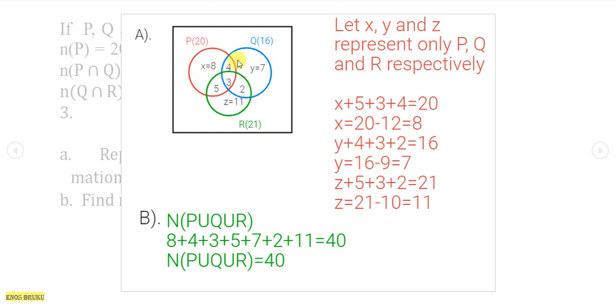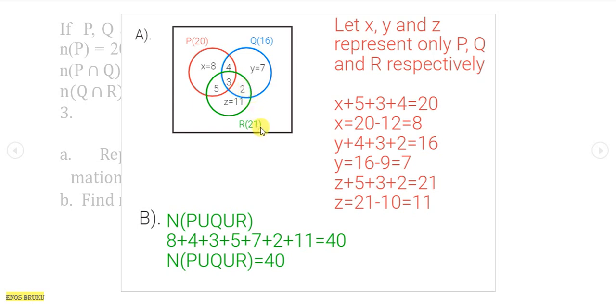Therefore this space will be equal to 8. And then now we come to the Y, the same principle. Y plus 4 plus 3 plus 2 should give us 16. We don't know the Y, so we must make Y the subject. So 4 plus 3 plus 2 will give you 9, and therefore 16 minus 9 is equal to 7.